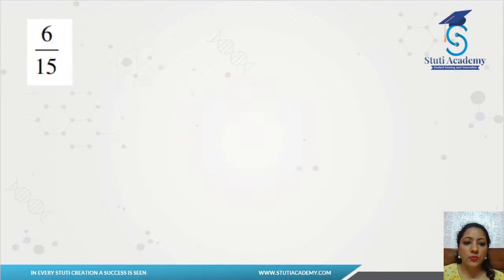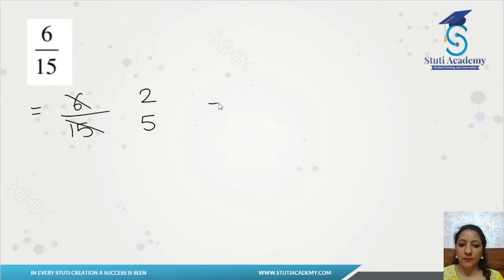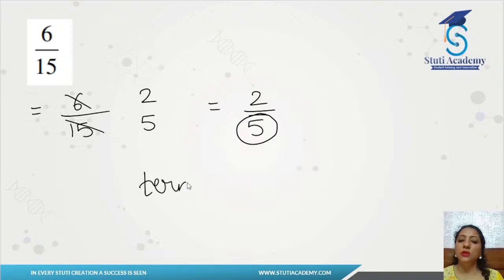Now let's discuss this one, 6 upon 15. Before we do anything else, we can simplify this. Let's divide both numerator and denominator by 3. We'll get 2 and we'll get 5 here. So that's 2 upon 5. In the denominator, we are just getting 5. So this is the case of terminating decimal expansion.